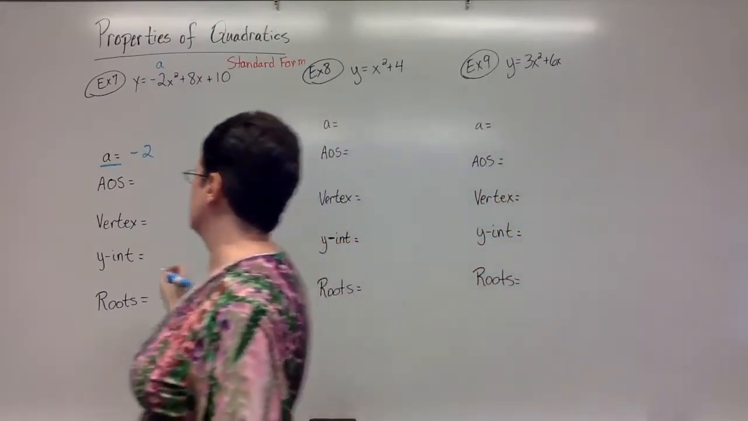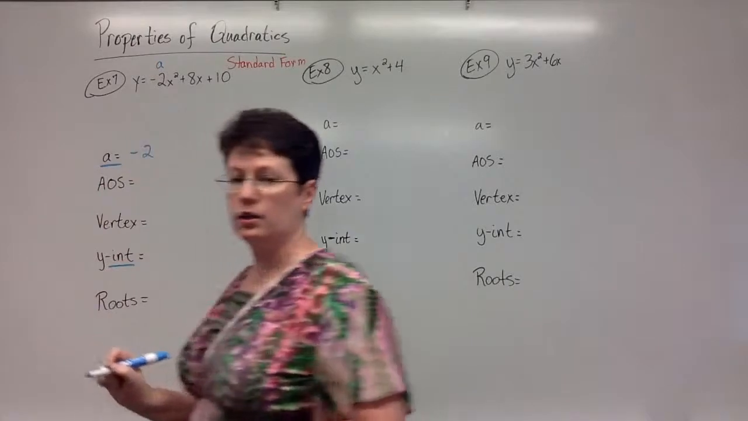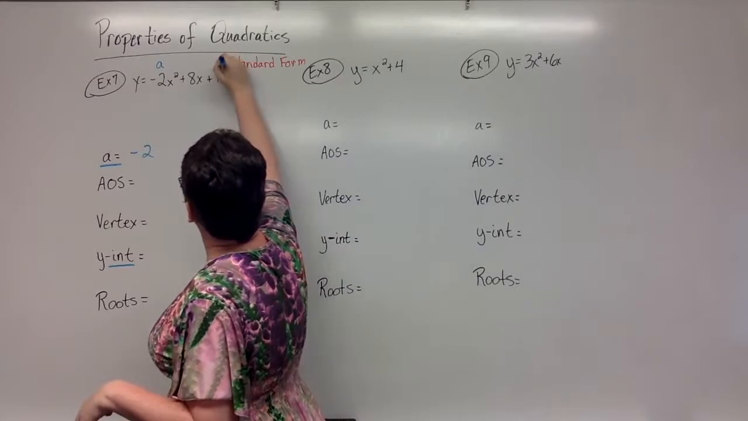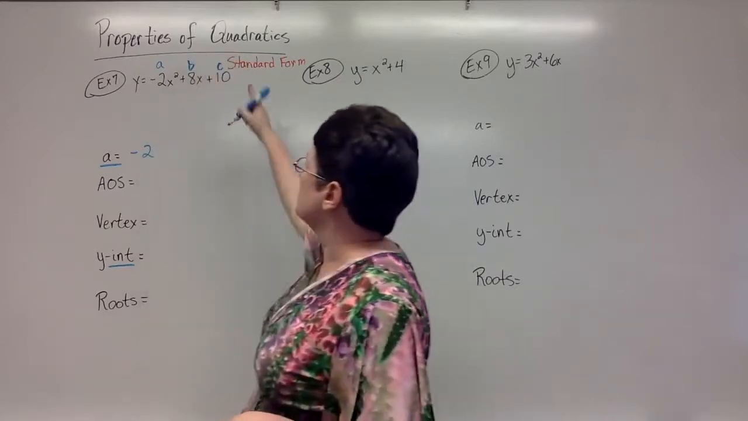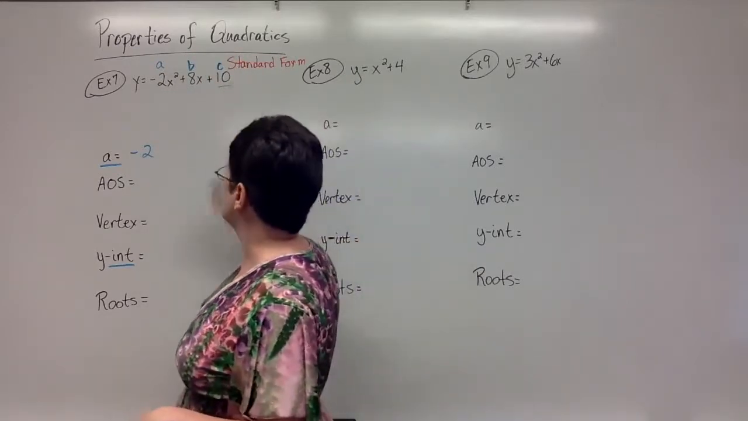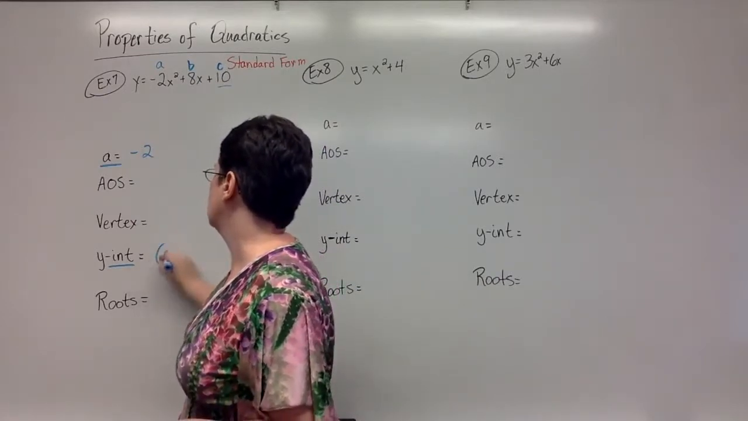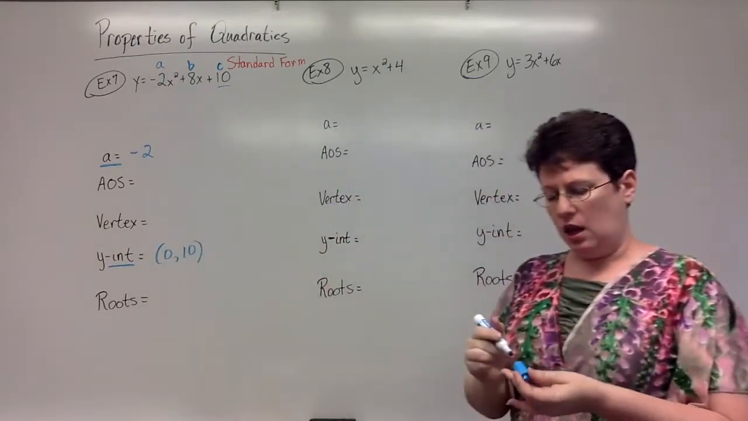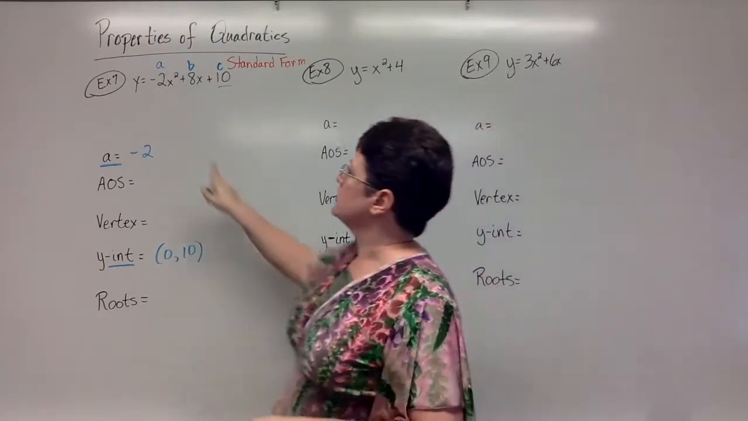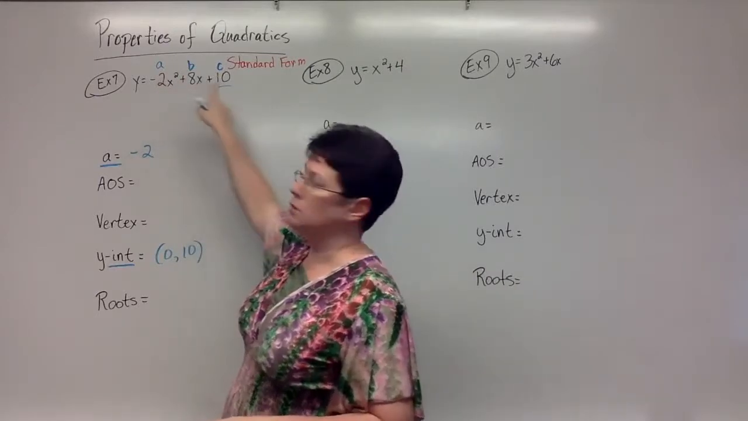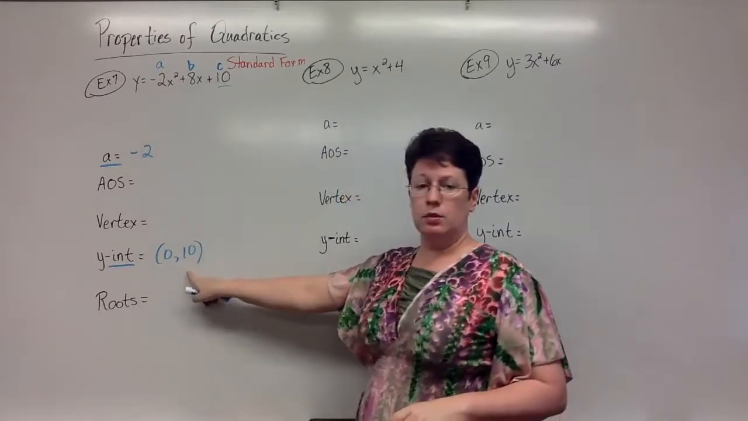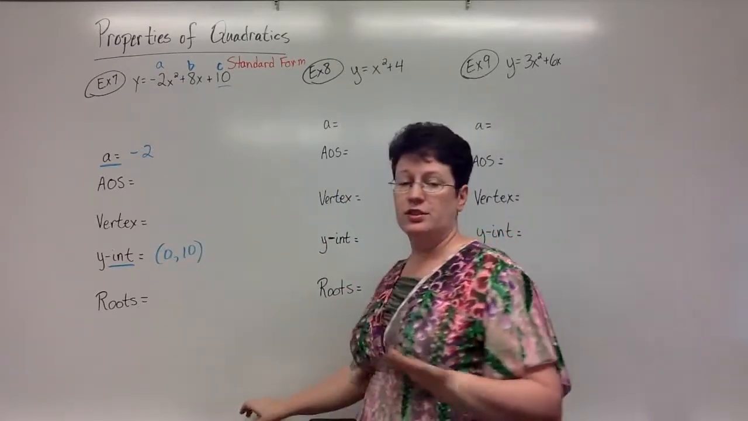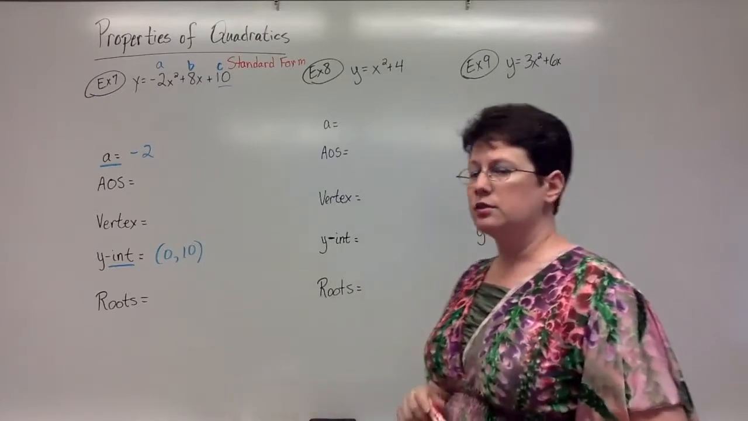Now the second piece of information we can look at and see is the y-intercept. The y-intercept is always the c value. It's the constant. My constant in this problem is 10. So my y-intercept is at (0, 10). Well, let's think about this. If I plug in 0 for x, I would have 0 plus 0 plus 10. That would give me my y-intercept of 10. That is what we can look at and just see. We don't have to do calculations.